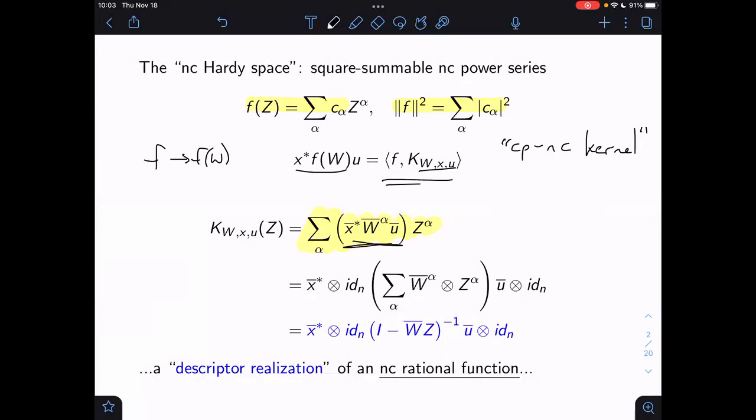If I write it that way, I can write this inside as a Kronecker tensor product of W's with Z's. On the outside, I have these vectors tensored, and this identity N is just the identity map from the n by n matrices to itself. What we have inside here is really an NC geometric series. The same computation I did for the Drury-Arveson kernel shows that this is really just one minus W bar Z inverse. I'm using this abbreviated notation.